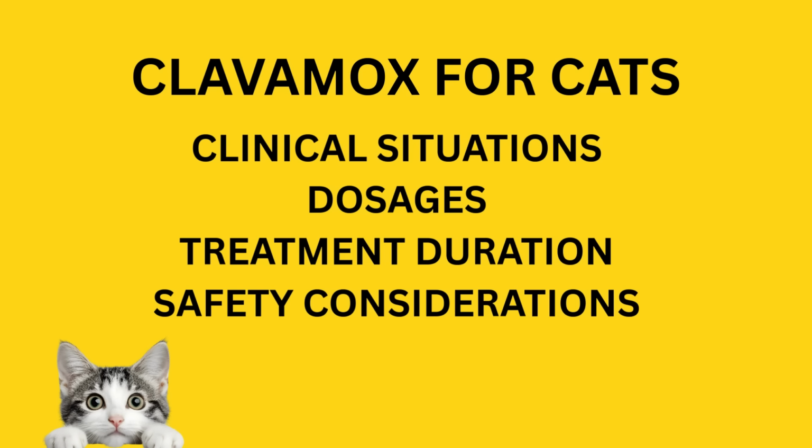Clavamox, amoxicillin clavulanate, is one of the most widely used antibiotics in feline medicine. Still, understanding which clinical signs or diagnostics, such as positive bacterial cultures or specific infection symptoms, are sufficient to justify its use is essential. In this video, you'll learn the exact clinical situations where Clavamox is recommended in cats, along with proper dosing, treatment duration, and safety considerations every veterinary student must know.